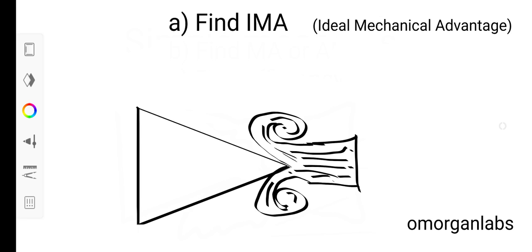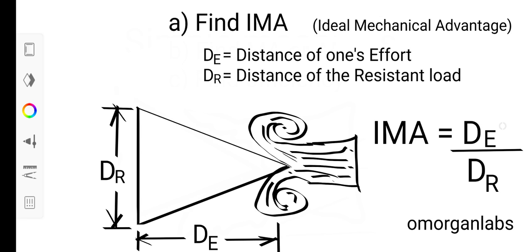So what is the ideal mechanical advantage? Simply put, it's the distance of your effort over the distance of the resistant load. So whatever you're doing, how much, in our case, you're driving into the wood. That's kind of like your effort. And you drove it 0.3 meters into the wood. The resistant load is the tearing, how far it's separated.